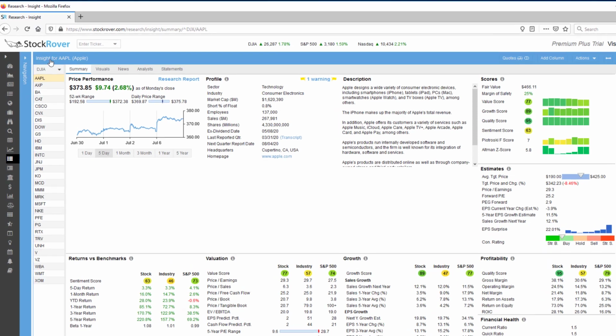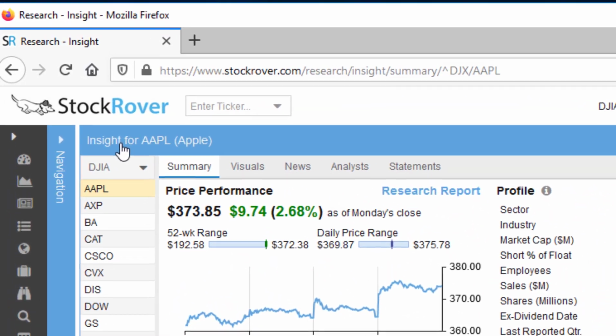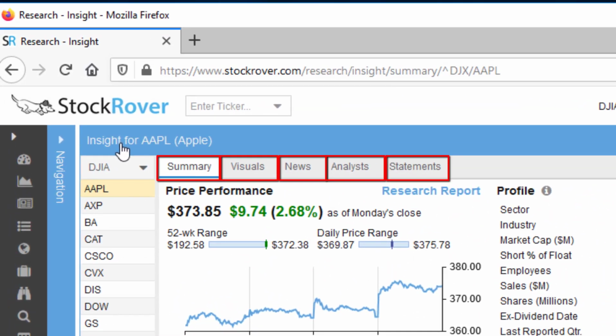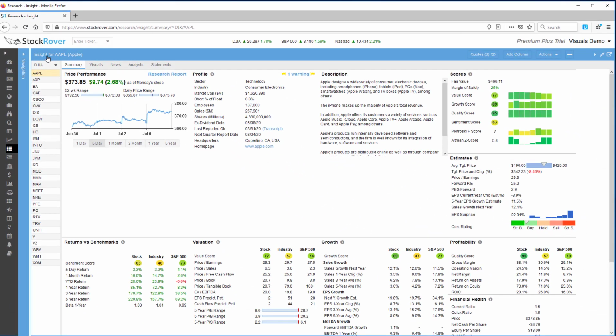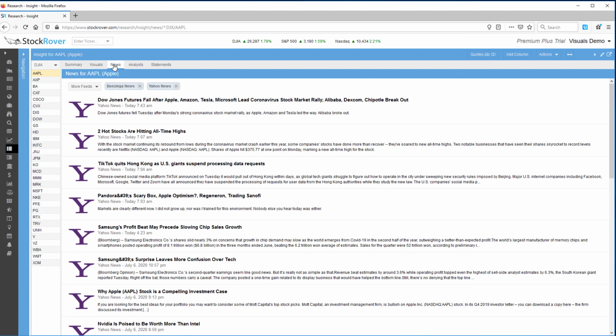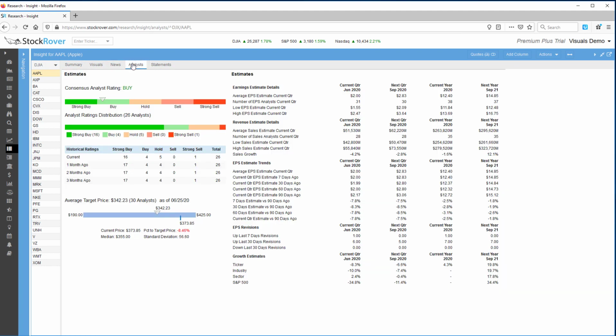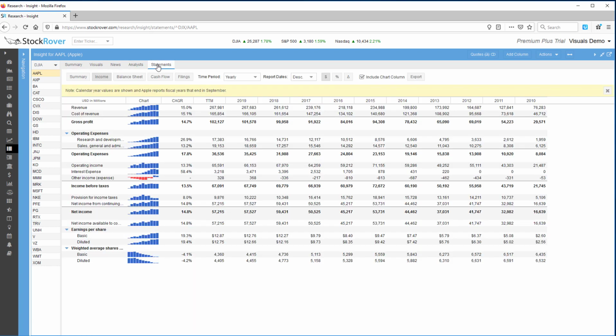The Insight panel has tabs running across the top where you can dive deep on a single equity and get the information necessary to thoroughly assess a company. We can get a company summary, news, analyst estimates, financial statements, and today's focus, visuals.